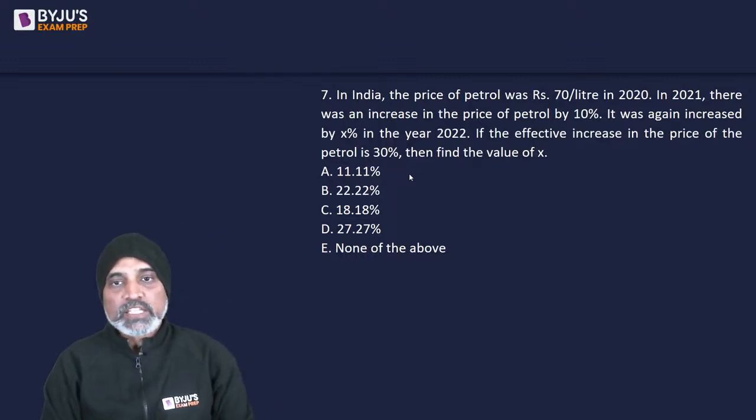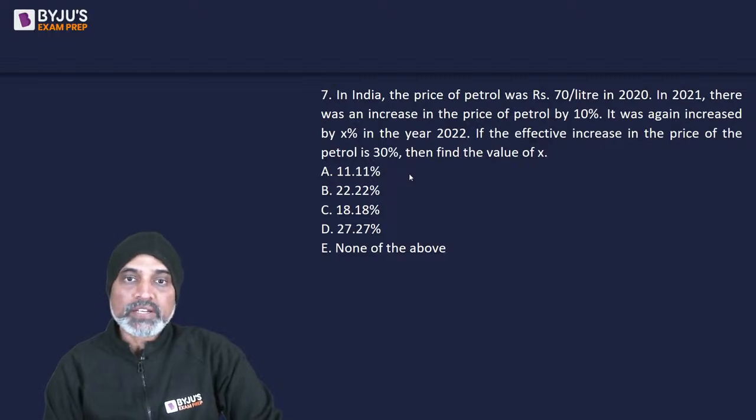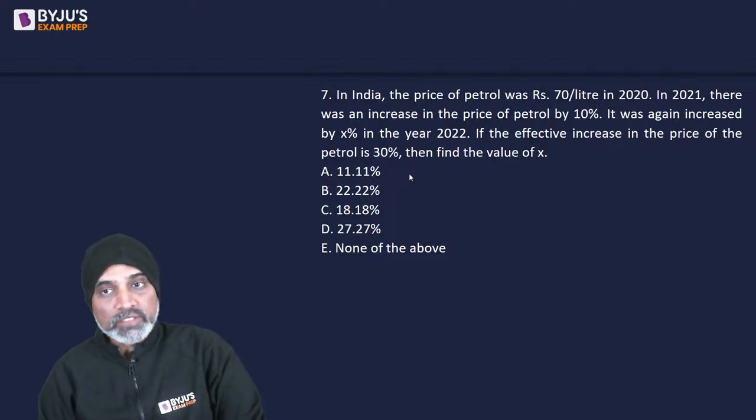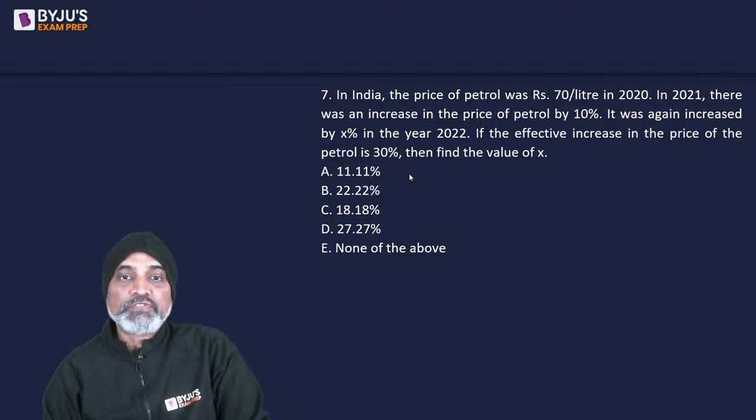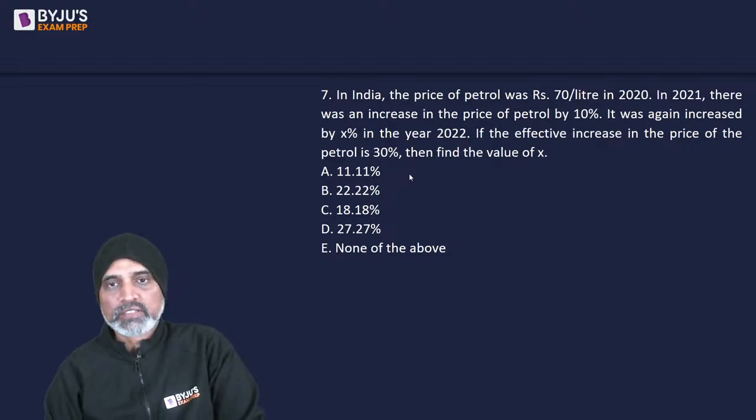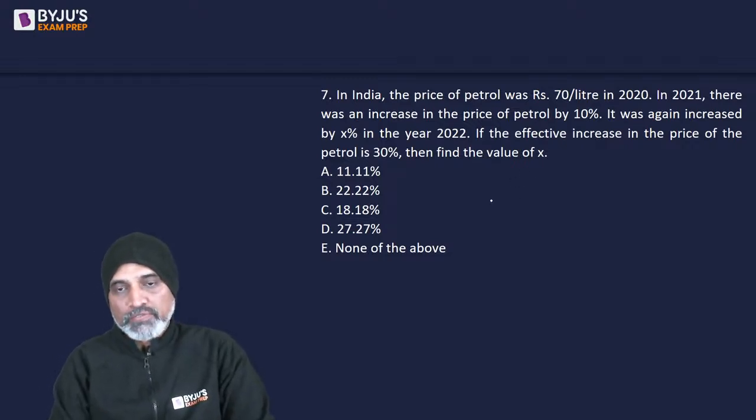Okay. In India, the price of petrol was rupees 70 per litre in 2020. In 2021, there was an increase in the price of petrol by 10%. It was again increased by X% in the year 2022. If the effective increase in the price of the petrol is 30%, then find the value of X. Simple question.